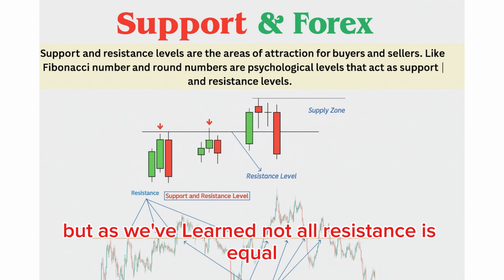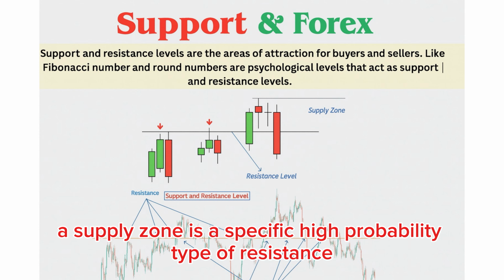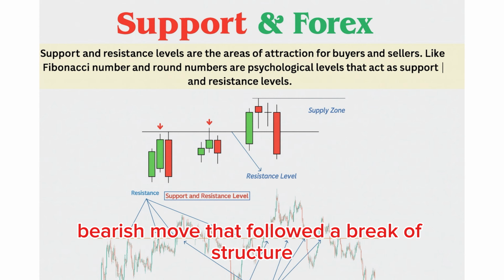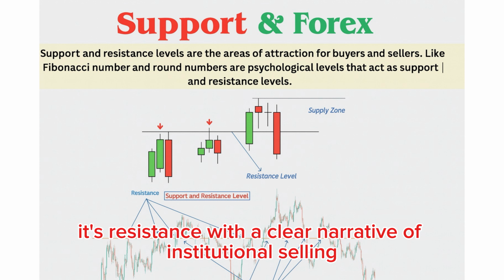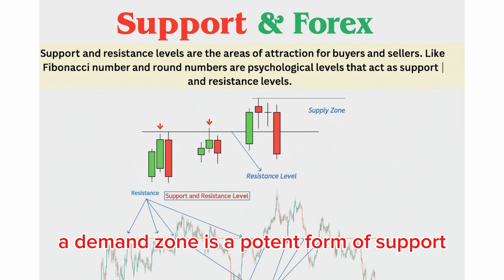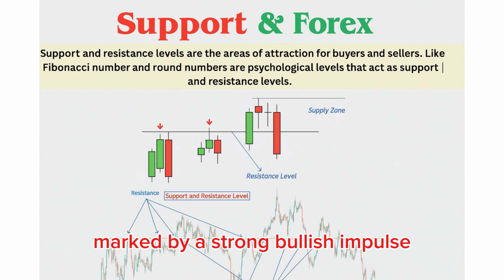But as we've learned, not all resistance is equal. A supply zone is a specific high-probability type of resistance. It's not just a horizontal line. It's the origin of a sharp, bearish move that followed a break of structure. It's resistance with a clear narrative of institutional selling. The same goes for support and demand. A demand zone is a potent form of support, marked by a strong, bullish impulse.